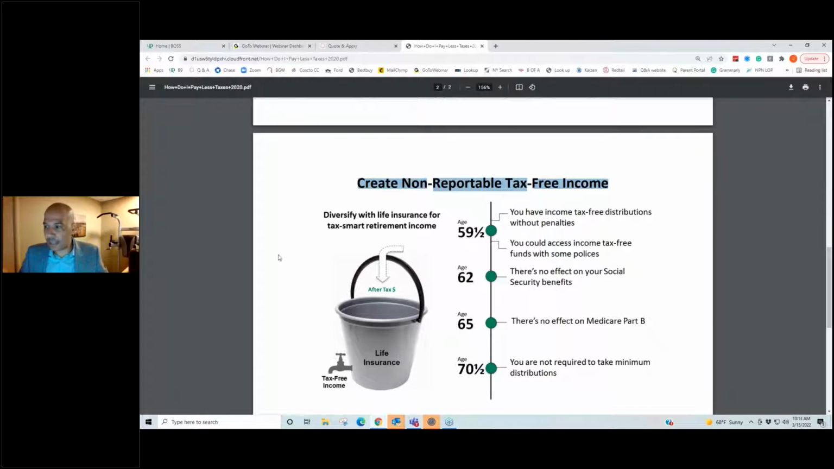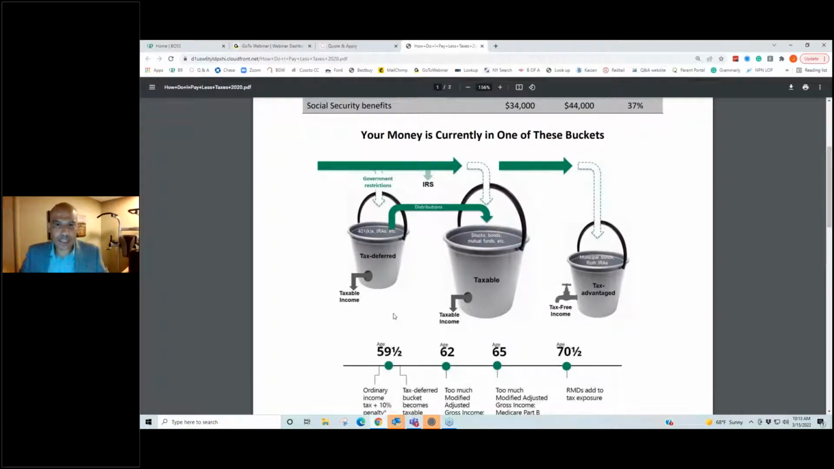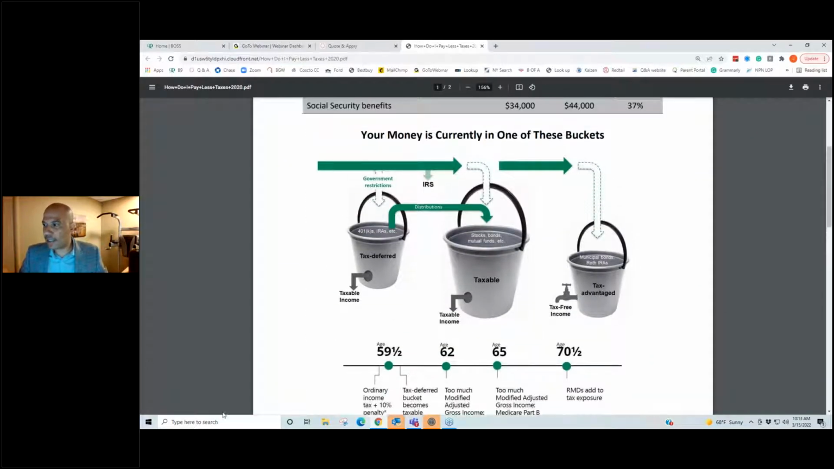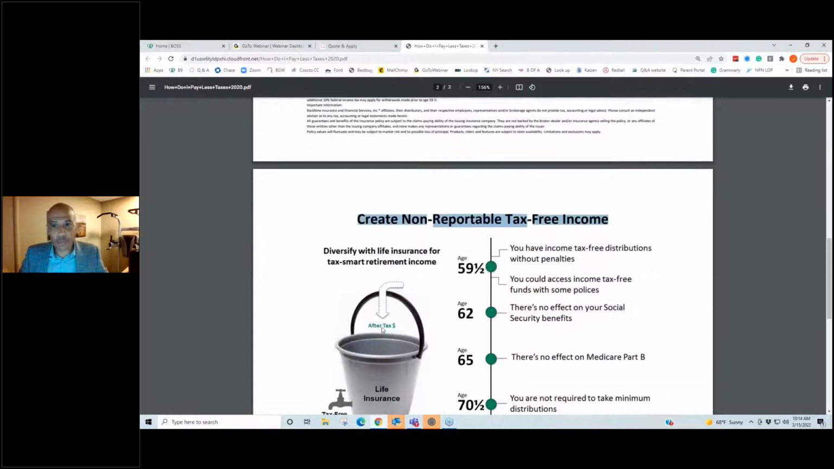Is this bucket designed to beat this bucket right here? Absolutely not. What a lot of people fail to realize is that what this bucket does for you is it protects against these three other buckets, right? Why? Because again, if I want to pull money out of these buckets, I'm going to be taxed pretty heavily. Well, what is this fourth bucket doing? It's protecting, because you can pull money out of this fourth bucket if and whenever you want, for whatever reason you want.